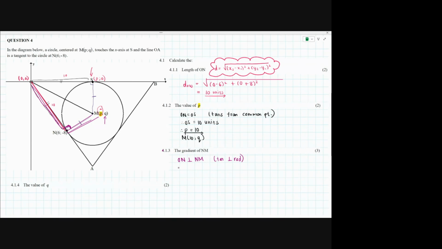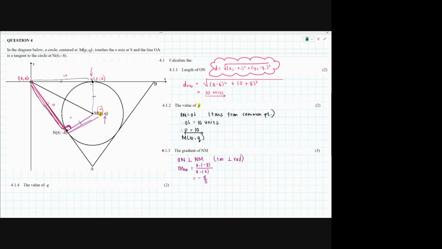And so what we can do is we can work out the gradient of ON. So gradient of ON, we've got 0 minus negative 8 over 0 minus positive 6, which gives us negative 4 over 3.